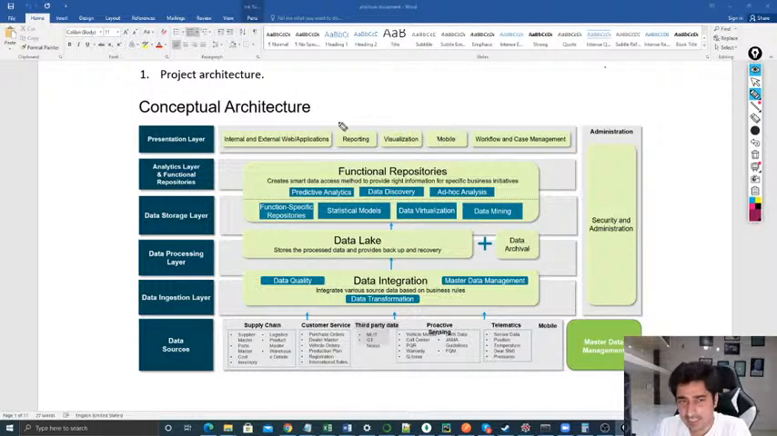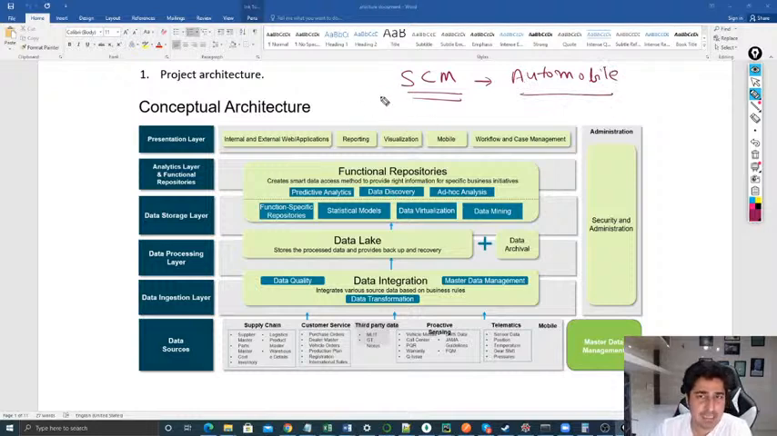So this was basically a supply chain project that we have developed. It was an SCM, supply chain management project. This project was designed for the automobile industry. We have designed this solution.